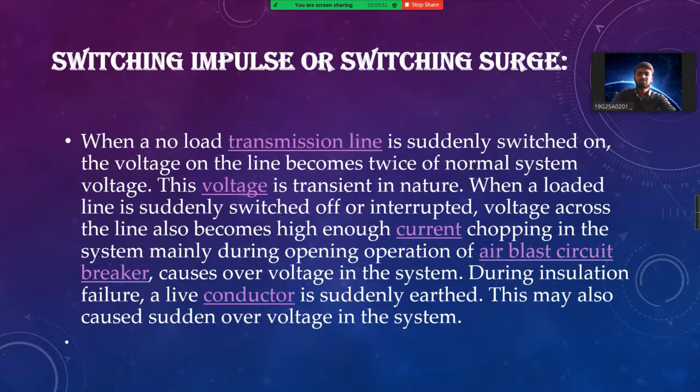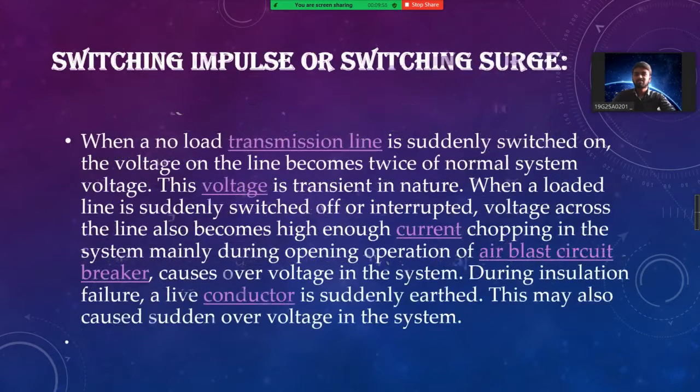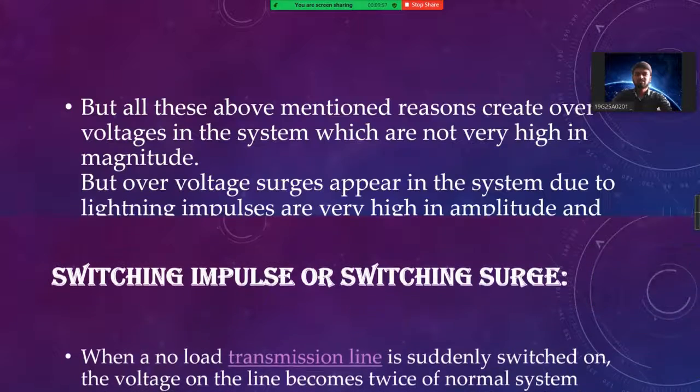This may also cause sudden over voltages in the system. During these panic times, the insulation failure will also occur, and the air blast circuit also breaks. These kinds of works will be done by this switching impulse or switching surge.